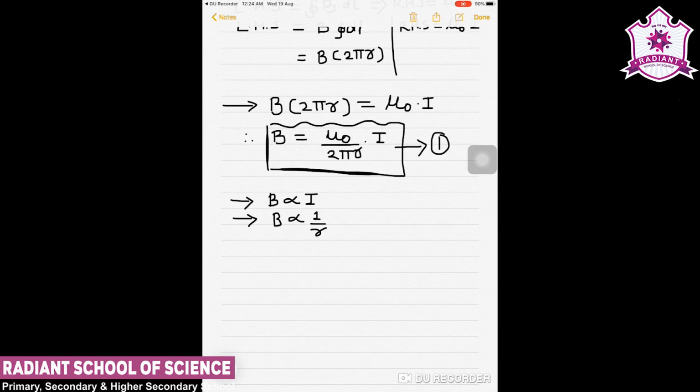Next, there exists a simple rule to determine the direction of the magnetic field. Consider the long wire in your right hand, with the direction of the current in the direction of the thumb. Then the fingers curl around in the direction of the magnetic field, which in our case is tangential to the loop. Its opposite is also true.